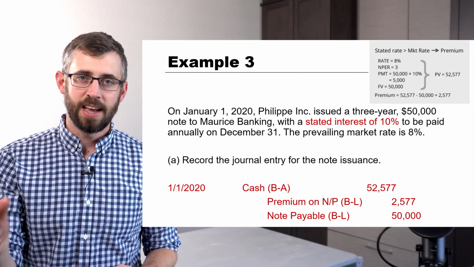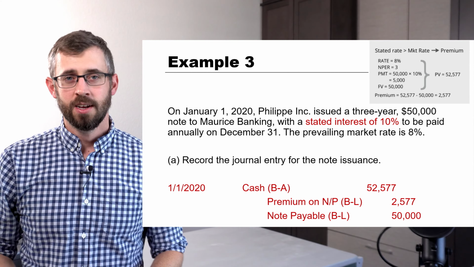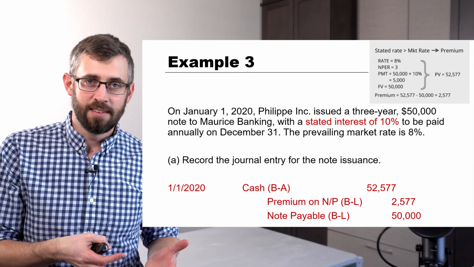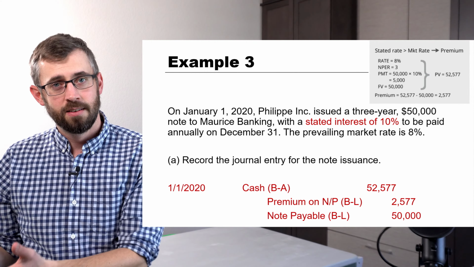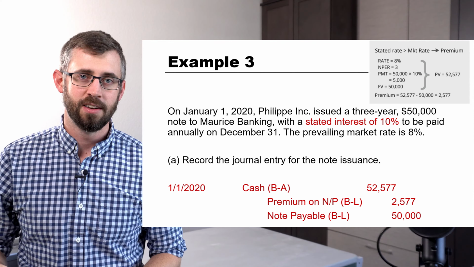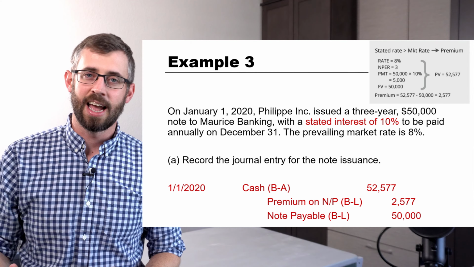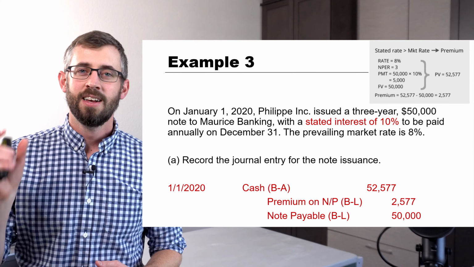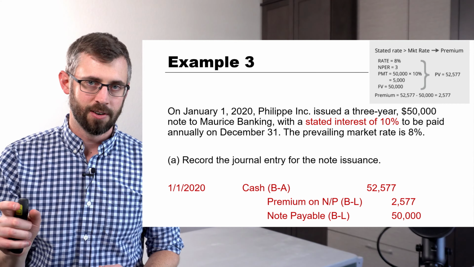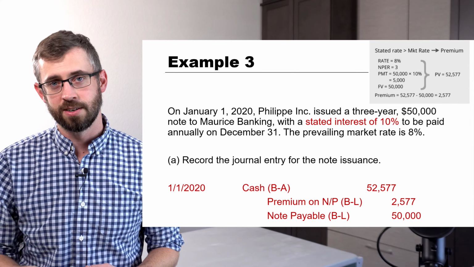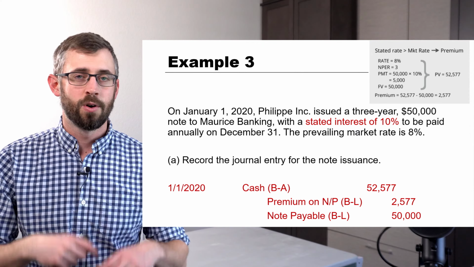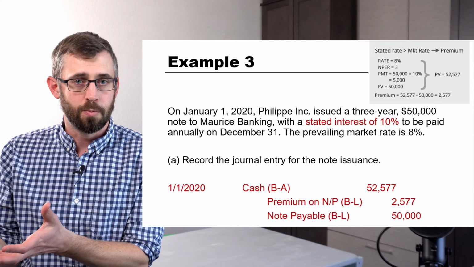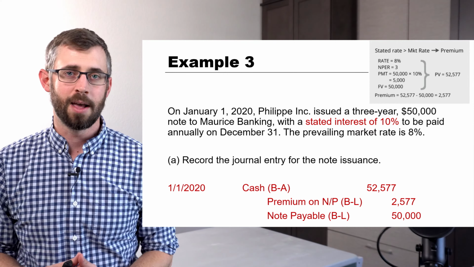Again, we stick the face value into the note payable account, but if I borrowed $52,577, I need a liability for $52,577. And so we plug that difference to increase my liability up to the $52,577. I'm going to credit the premium account for that extra $2,577. And like I said before, premium, all it means is note payable. So it's just making my liability bigger here.